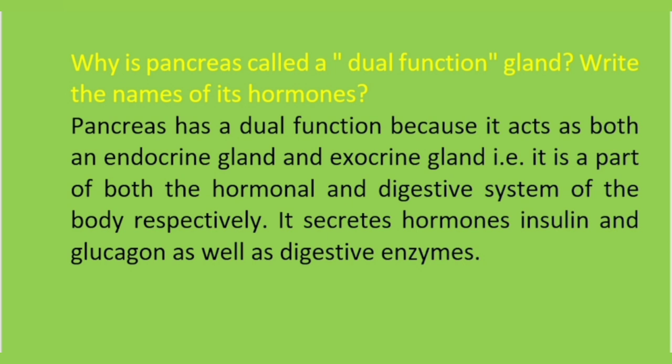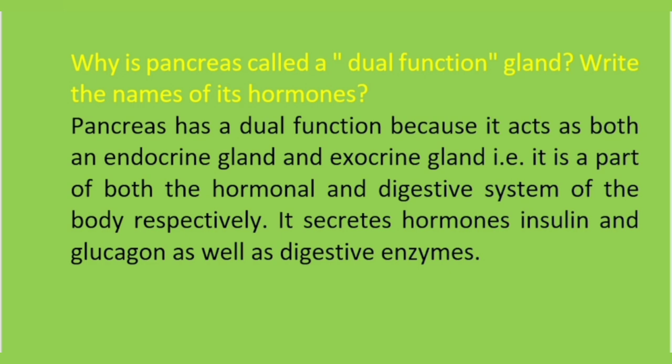Why is pancreas called a dual function gland? Write the name of its hormones. Pancreas has a dual function because it acts as both an endocrine gland and an exocrine gland. That is, it's a part of both the hormonal and digestive system of the body respectively. It secretes hormones, insulin and glucagon as well as digestive enzymes.